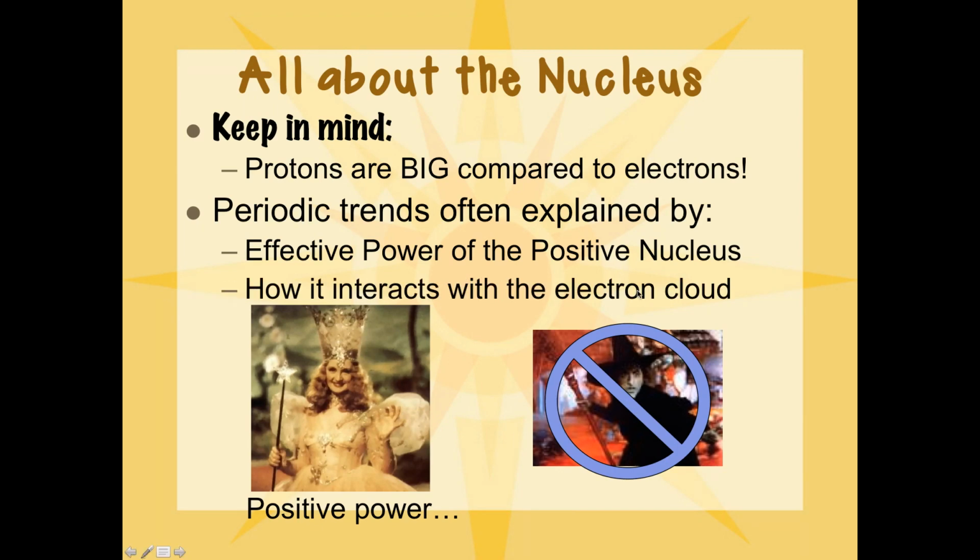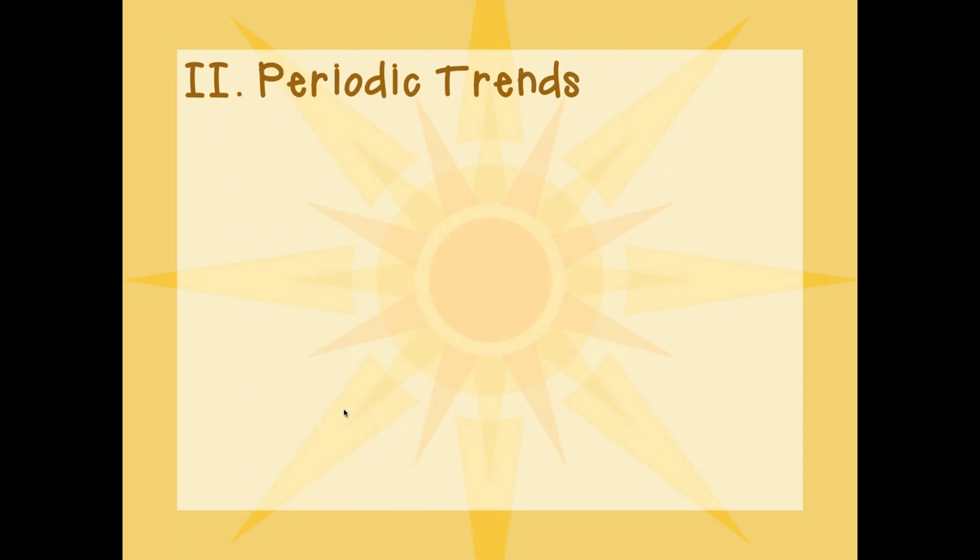The electron cloud is negative. So if we think of the Wicked Witch of the West as your negative electron, and your big, powerful Glinda, just being silly here, the idea is that it's the positive power of the nucleus. How does it interact with the electron cloud? That is going to explain all of our trends for today. So keep that in mind.